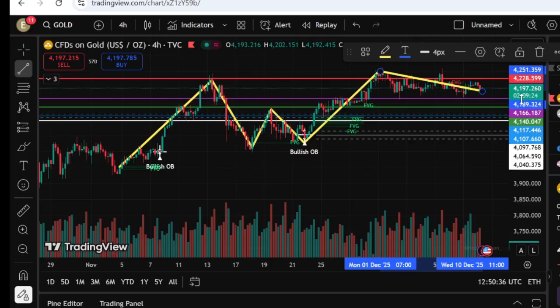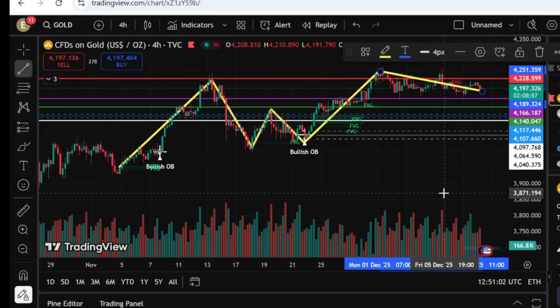So the first thing we identify is market structure, where I try to identify higher high, higher low, higher high, higher low, higher high. But at this point, the market is consolidating. It's not an uptrend, it's not a downtrend. So it makes it difficult for new traders to buy because what we are looking for is either an uptrend or a downtrend. If it is an uptrend, you buy. If it is a downtrend, you simply sell. These are what you're looking for.